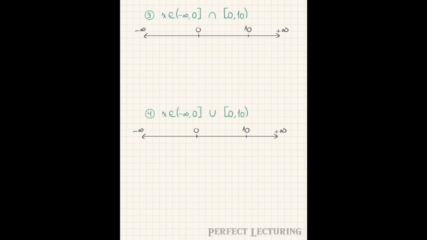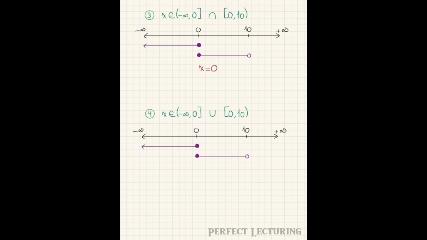Now let us see the third example. In number 3, we have x belongs to minus infinity 0 closed at 0, union 0, 10 closed at 0. For the first interval, we add a full circle at 0, and we draw an arrow down to negative infinity. So that is the first interval. Regarding the second interval, we start at 0 as well, closed, up to 10, but 10 is excluded, so we add an open circle. Now where do both segments overlap? They only overlap at 0.